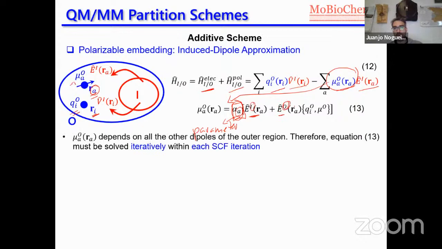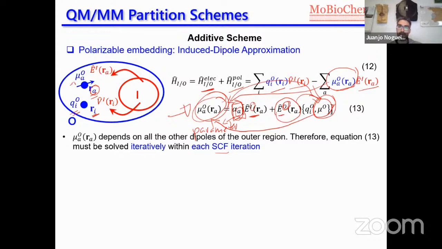But the problem is that the intensity of the electric field of the outer region depends on the dipole moments of the outer region, which is precisely the property we want to compute. So, as in many cases in quantum mechanics, this equation has to be solved iteratively. We need to guess some initial dipole moments, and then we compute the dipole moment again, and this dipole moment is introduced here, and this is repeated during the self-consistent field iterations in our quantum mechanical calculation.